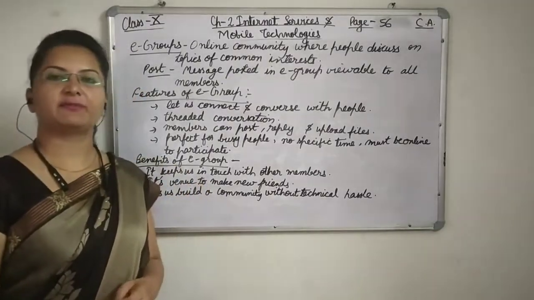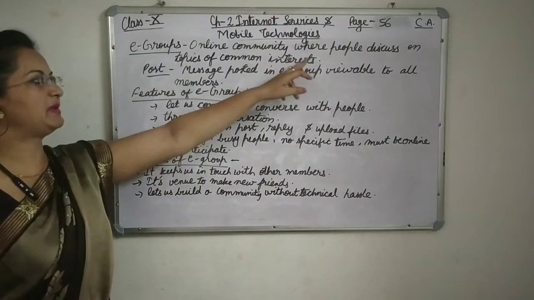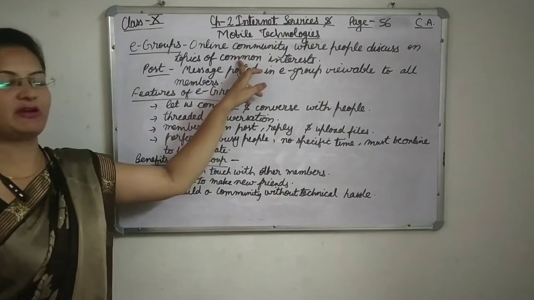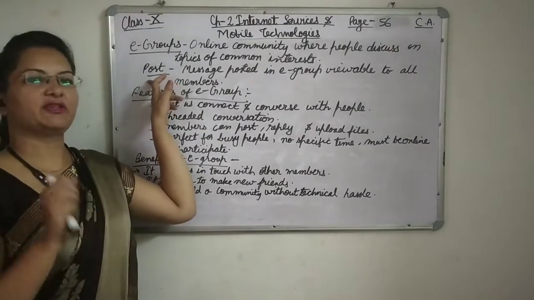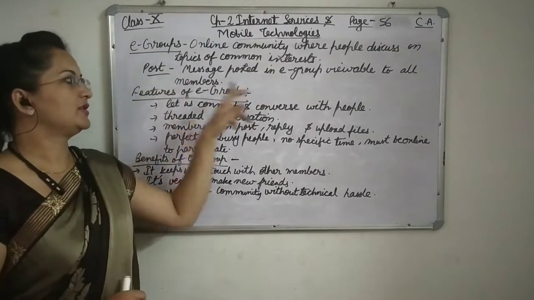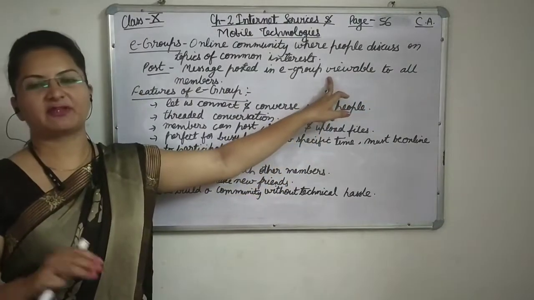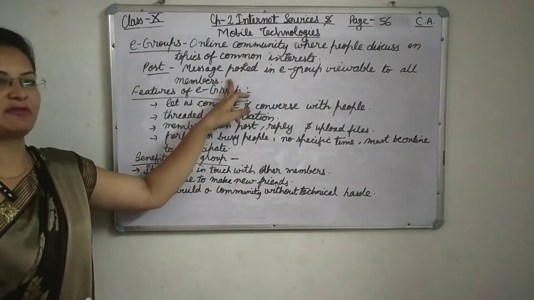Another type of web service is e-groups. E-groups simply make an online committee, and people can discuss various topics, which can be of their own common interest. If we are posting something on the e-group, that is known as a post. That will be visible to everyone. It depends on the privacy. If it is private or public, according to that, it is viewable to other members of the group.